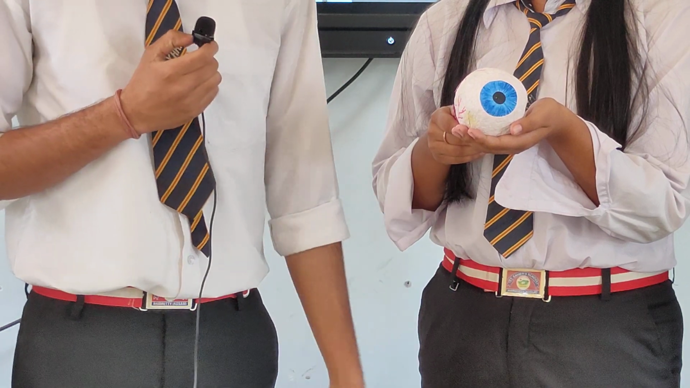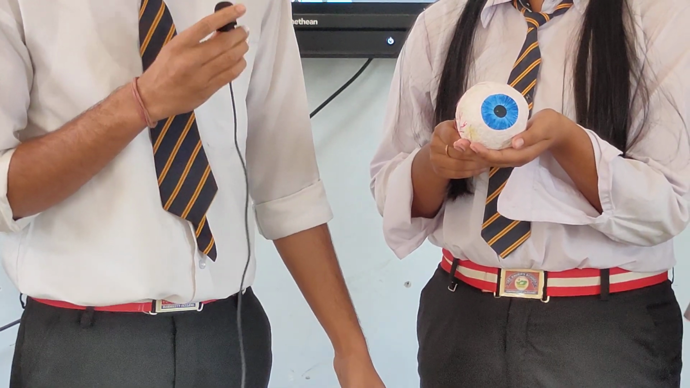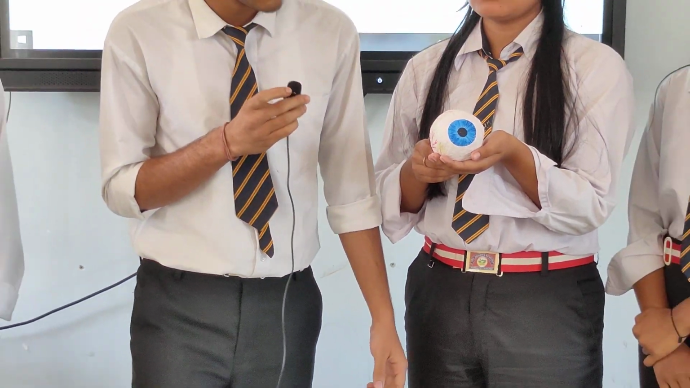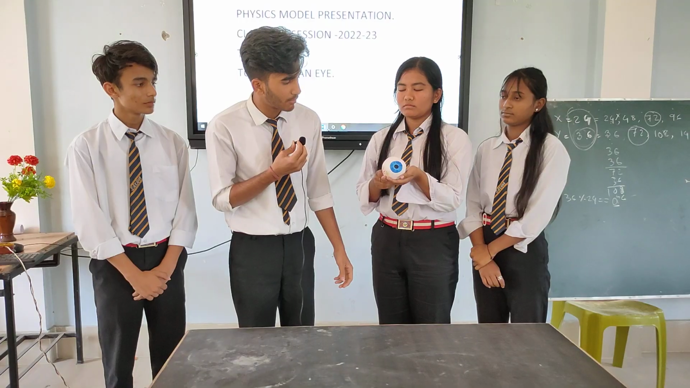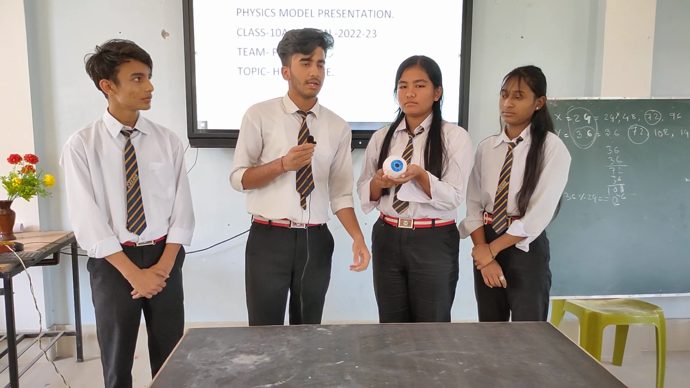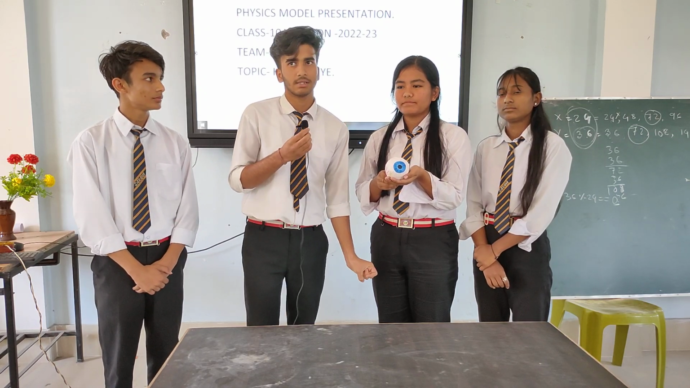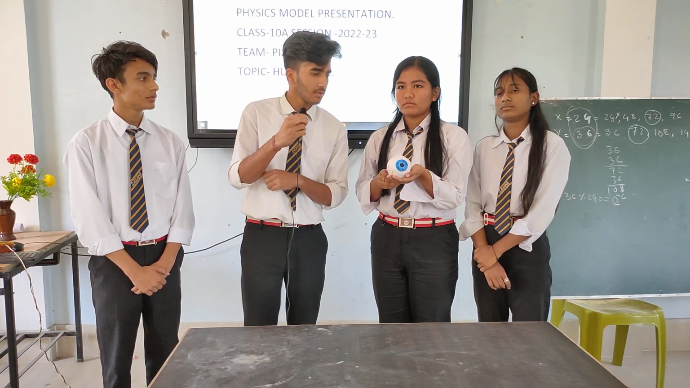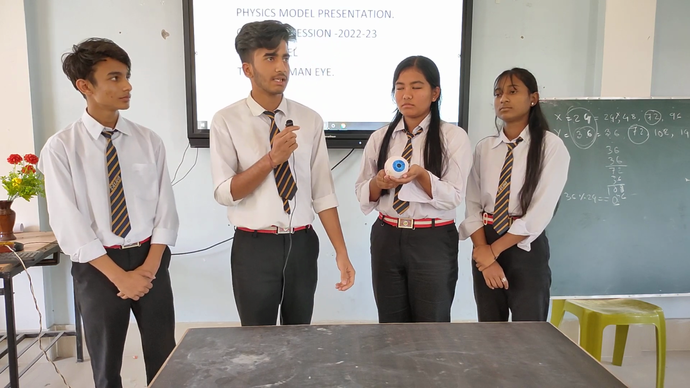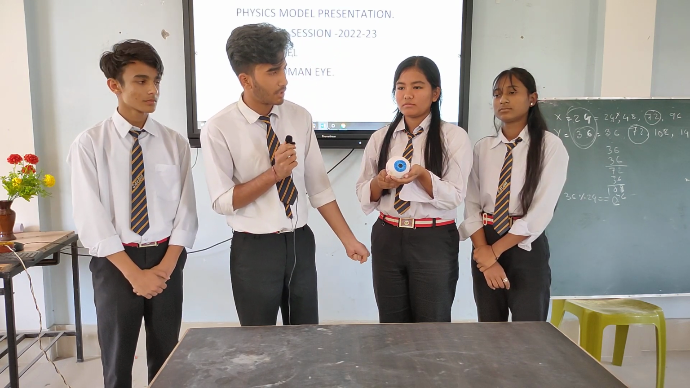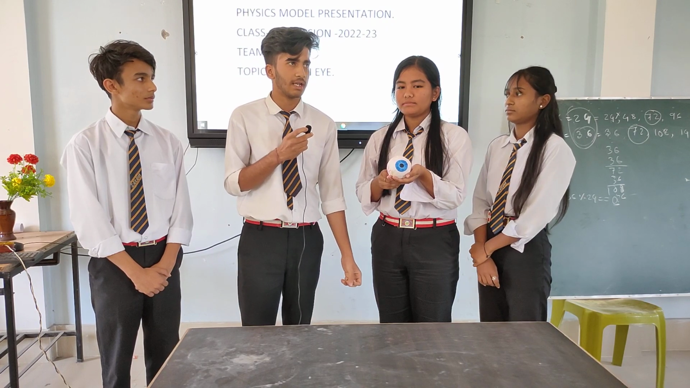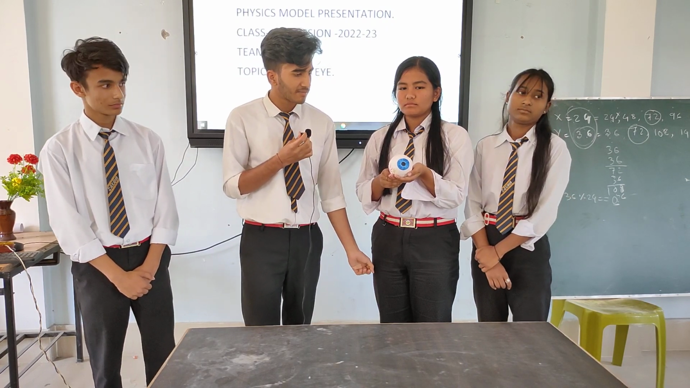Secondly, some of this light enters the pupil. The size of the pupil is changed by the movement of the iris. If the light coming in is more, then the pupil will be smaller. When there is less light, the size of the pupil will be larger. This size is controlled by the iris, which is the colored part of the eye.